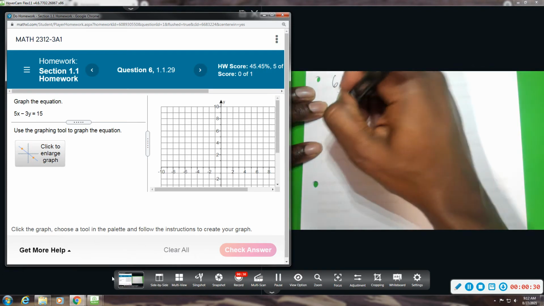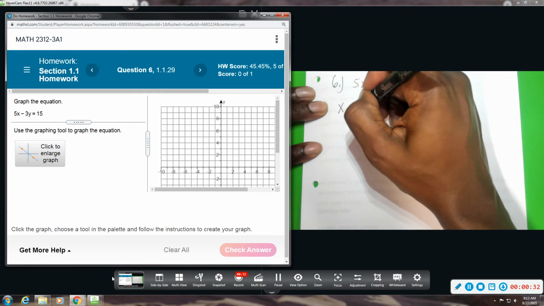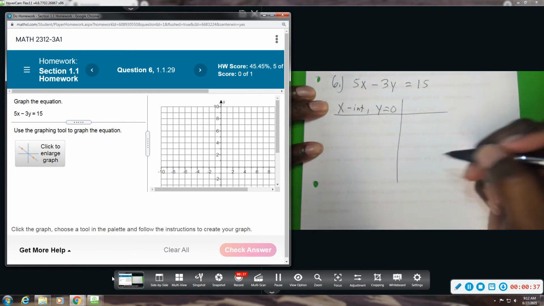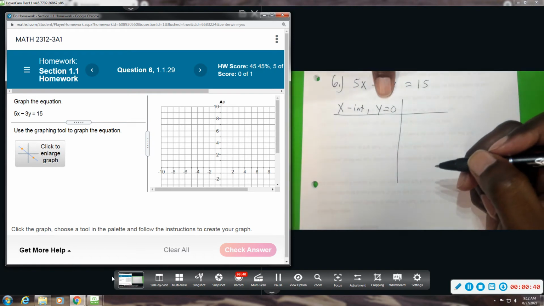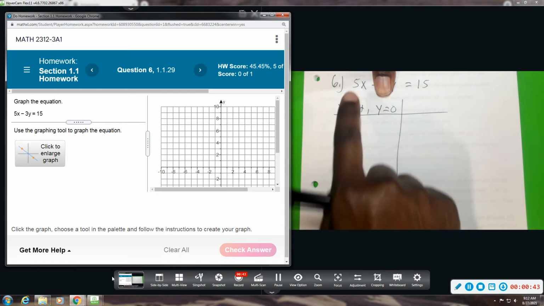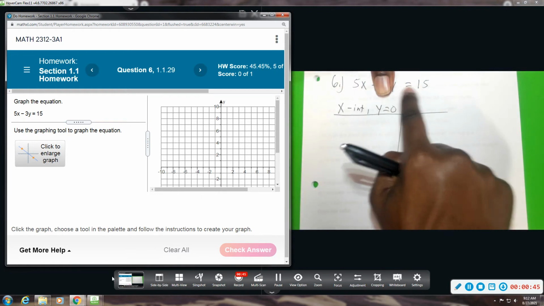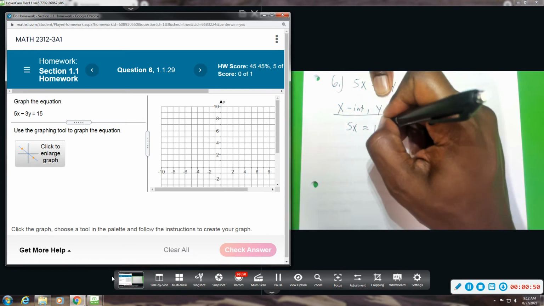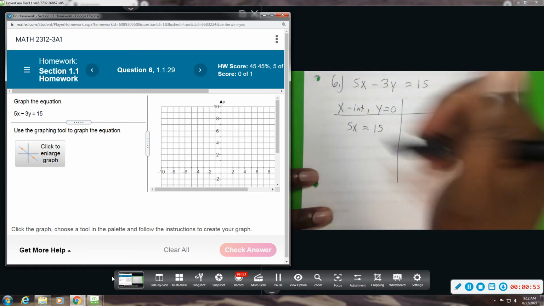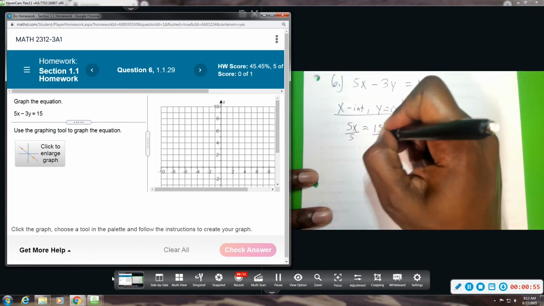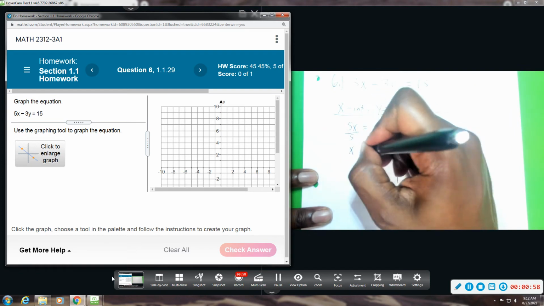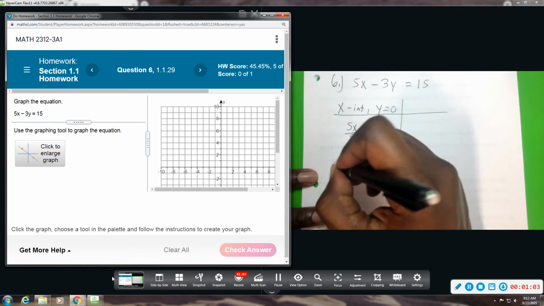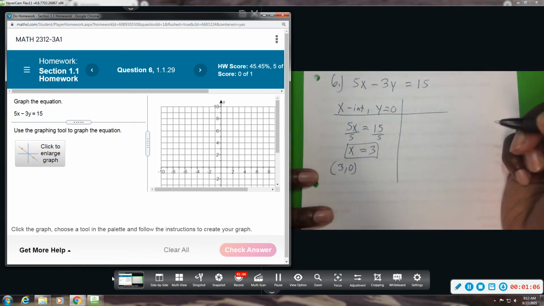Okay, so if I find my x-intercept, I know that y equals 0. All right, so if y is 0, I'm going to take my finger, cover up that term. I will be left with 5x equals 15. So that's what I'm going to start with. 5x equals 15. All right, to get x by itself, we're going to divide by 5. And that leaves us with x equals 3. So as an ordered pair, we get 3, 0.